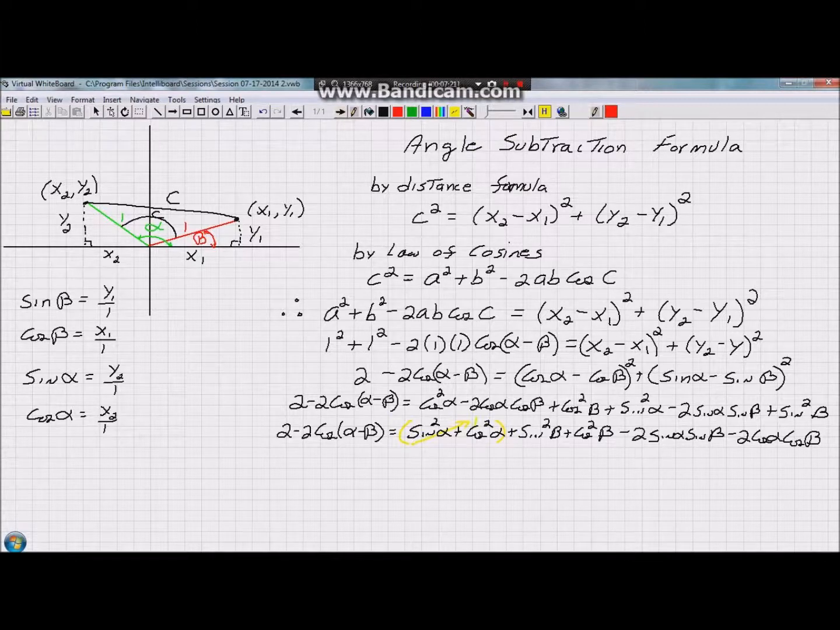I know if I group sine squared plus cosine squared of alpha, they would turn into 1. Same thing with sine squared of beta plus cosine squared of beta. I can replace each with 1, which simplifies my equation.